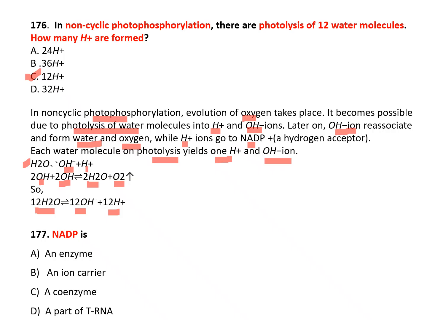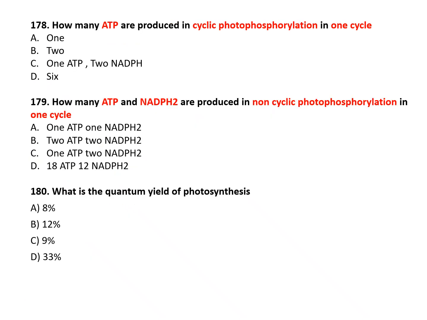The next question, number 177. NADP is option A, an enzyme; option B, an ion carrier; option C, a coenzyme; option D, a part of tRNA. The correct answer is option C, a coenzyme. The next question, number 178. How many ATP are produced in cyclic photophosphorylation in one cycle? Option A 1, option B 2, option C 1 ATP, 2 NADPH, option D 6. The correct answer is option B, 2.